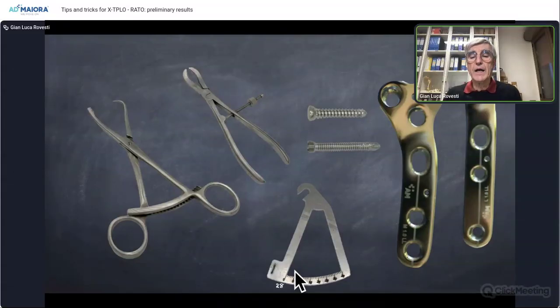And this is just to avoid more implants, instruments, new techniques, etc. So just standard implants that we may already have in our stock. So this is the intraoperative guide and reduction forceps, and we will see how to use them during the surgery.